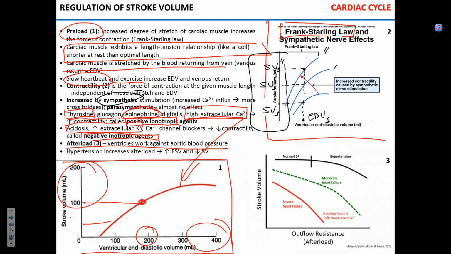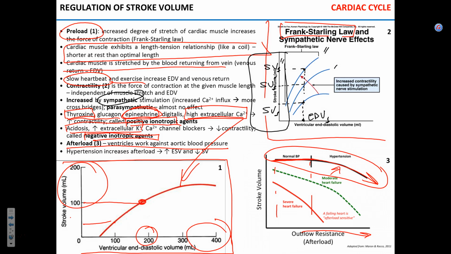So let's say somebody has high blood pressure. Now the heart has to work against resistance in the aorta or pulmonary trunk. Does that make sense? So this is afterload in a person with a healthy heart. Stroke volume is pretty constant in the range of the normal blood pressure. But when the person with a healthy heart becomes hypertensive, afterload increases and stroke volume starts to decline.